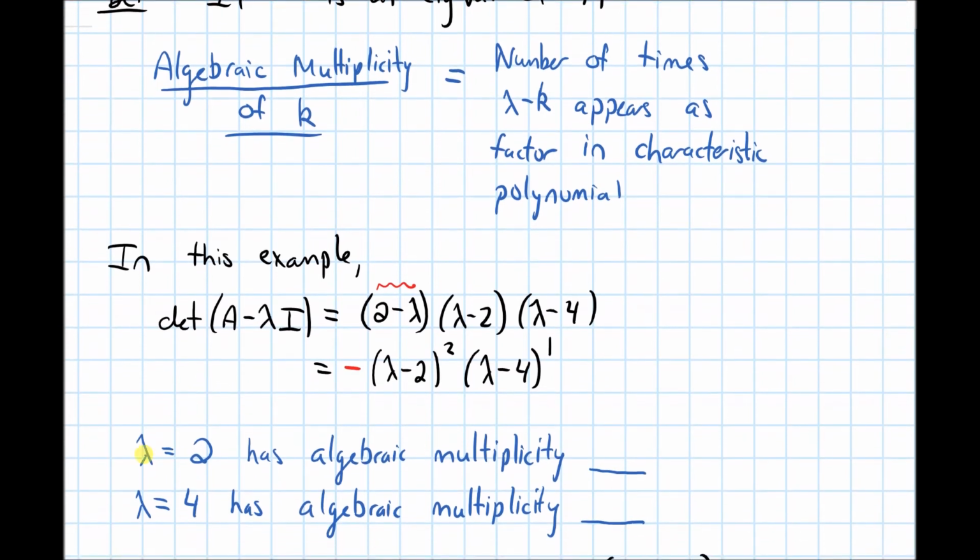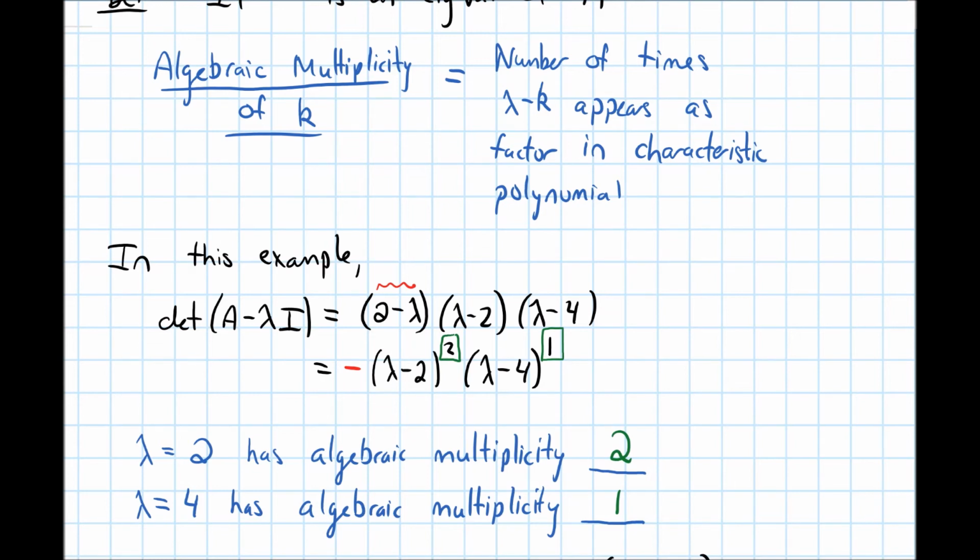Okay, so lambda equals 2 has algebraic multiplicity 2, because that's the number of times lambda minus 2 appears as a factor, because that's the power lambda minus 2 has. Lambda equals 4 has algebraic multiplicity 1, because lambda minus 4 just appears as a factor once. And I see that because its power here is just 1.